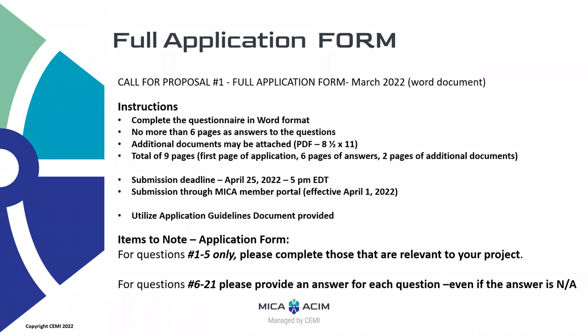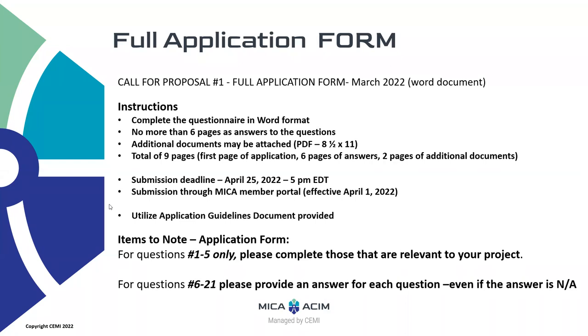So on the full application form, everybody's received it. I just want to highlight a couple of things. It was in Word format, so we're asking you to please complete it in Word format and it will be submitted in Word format. No more than 6 pages as answers to the questions. You'll notice the first page is a table that has some contact information and asks you to select which technical theme or focus area your project best applies to. Although for the call for proposals we know that some people picked more than one because some projects can address more than one, we'd like you to pick the one that's most applicable to the project, the primary one.